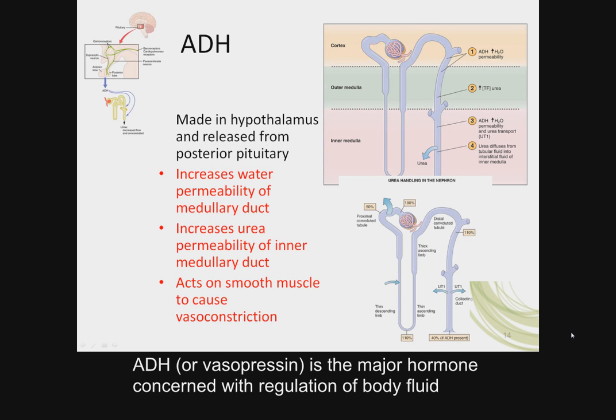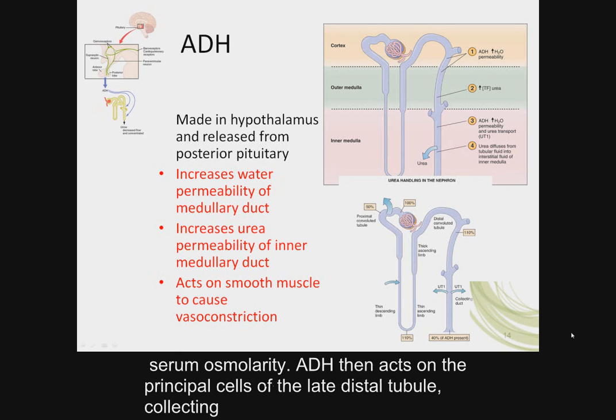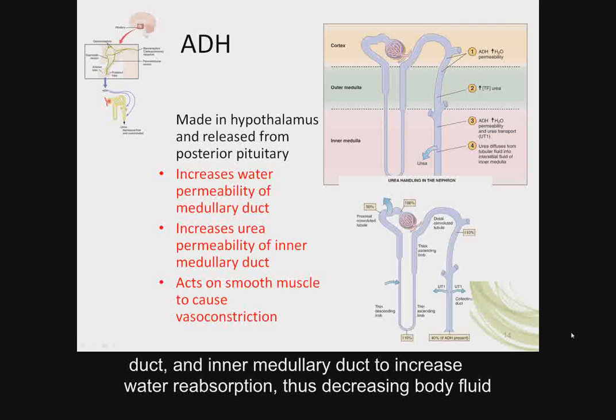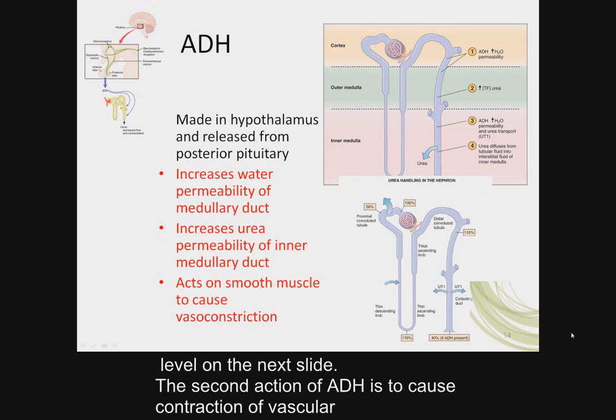ADH, or vasopressin, is the major hormone concerned with regulation of body fluid osmolarity. ADH is secreted by the posterior pituitary, but made by the hypothalamus, in response to an increase in serum osmolarity. ADH then acts on the principal cells of the late distal tubule, collecting duct, and the inner medullary duct cells to increase water reabsorption. Thus, it will decrease body fluid osmolarity back toward normal. I will go through this mechanism on the molecular level on the next slide.